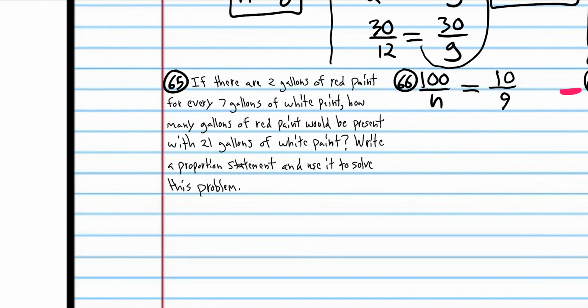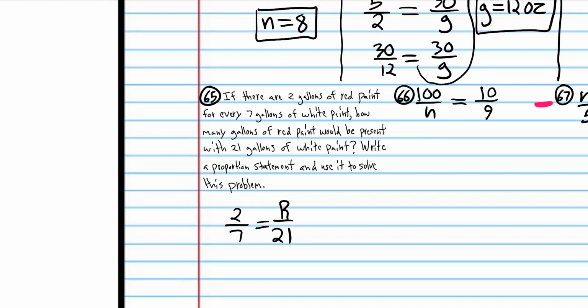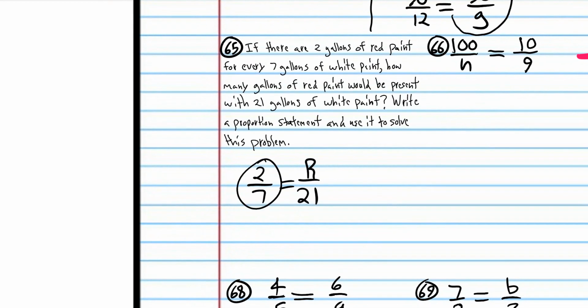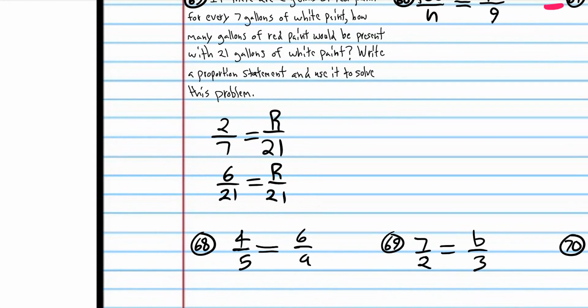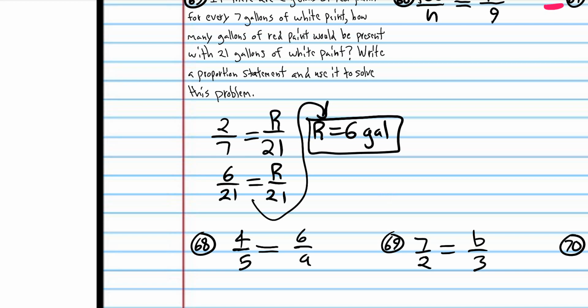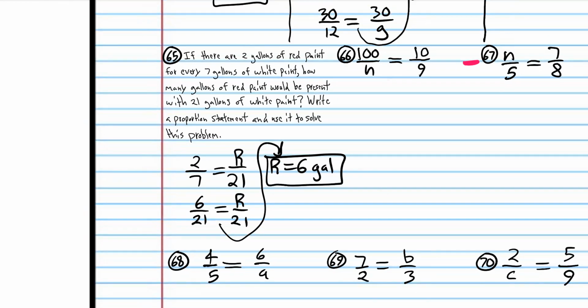All right, we're back. There are 2 gallons of red paint for every 7 gallons of white paint. How many gallons of red paint will be present with 21 gallons of white paint? And I'll say R for red. So now we're going to multiply both sides of this fraction by 3 to get 6 over 21 is equal to R over 21. And again, if we're assuming that the proportion is true, then R obviously must be equal to 6, and we're going to write GAL for gallons. If you don't know the abbreviation for gallons, that's okay. Now you do.